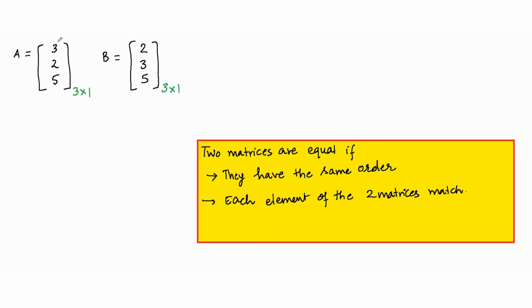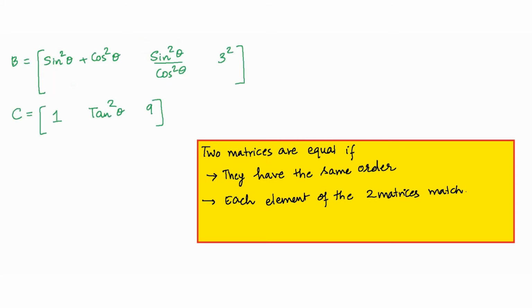Now let's look at the corresponding elements. I have a 3 in first row, first column. So my A11 is 3, whereas my A11 in this case is 2. The two elements don't match with each other, which is why these two matrices are not equal. Okay, let's take one more example.